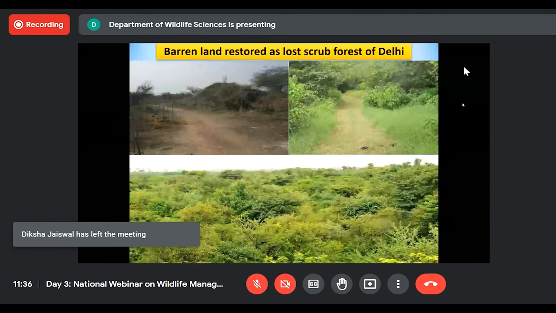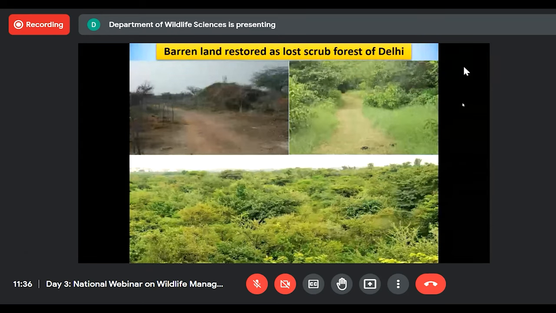A barren land restored as a lost scrub forest of Delhi. All of this is 18 years of effort. Now you can see all these, and it is typically providing for the insectivore guild of bird species as well as some of the animal communities existing over here.